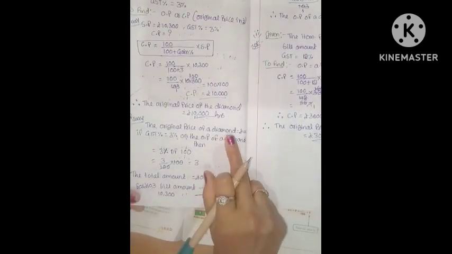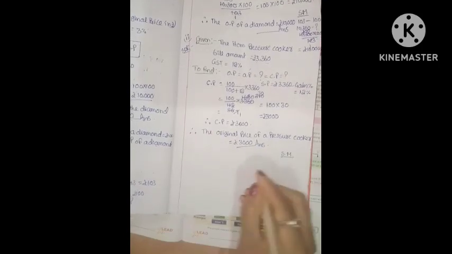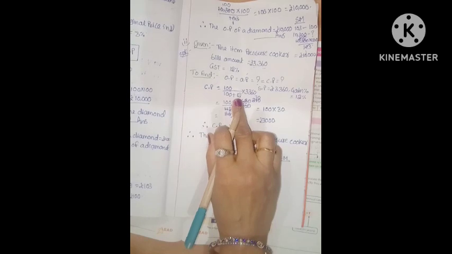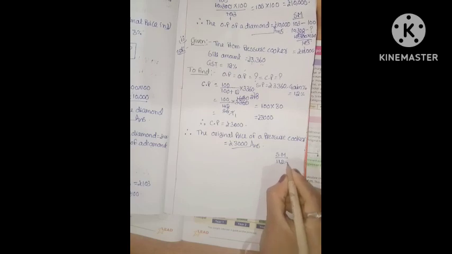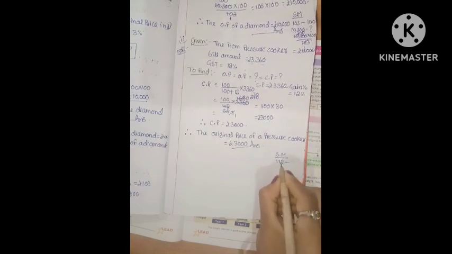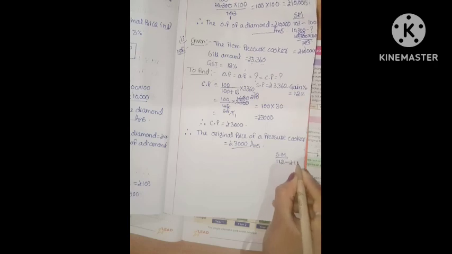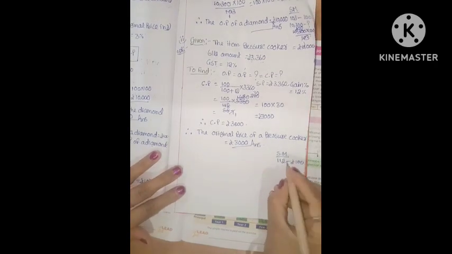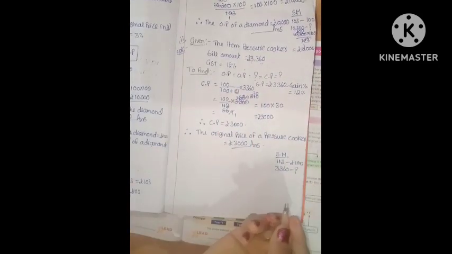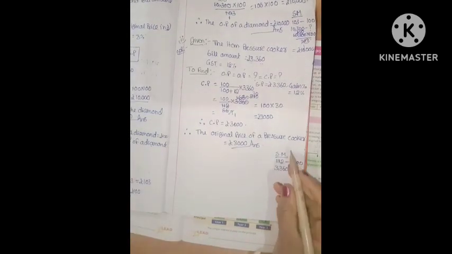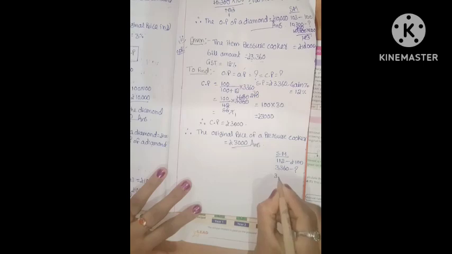Next, the second method is also the same only. The original price of a pressure cooker equals 100 rupees. Yeah, this is also a very short method. Here it is 100 plus 12, which is 112 rupees of bill. This is the bill amount. The bill amount for an original price of 100 rupees. What's the total bill? The total bill is 3,360. How much is the original price of the pressure cooker? This is the very short method.